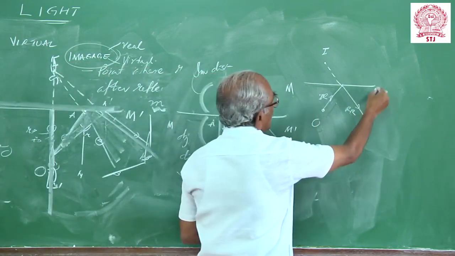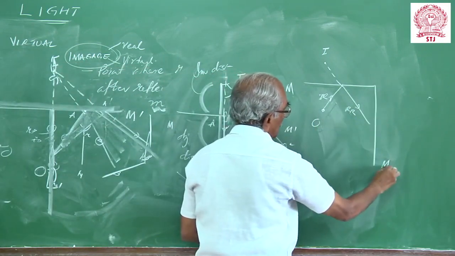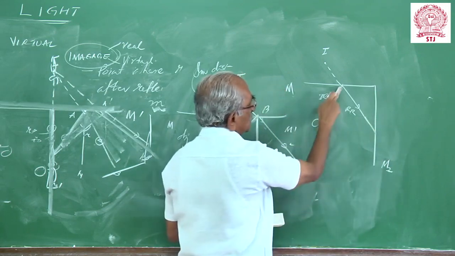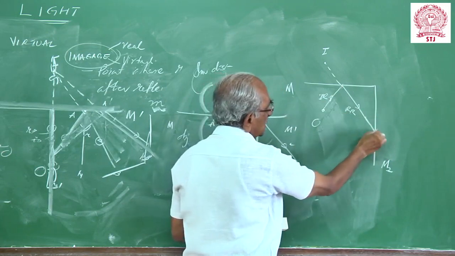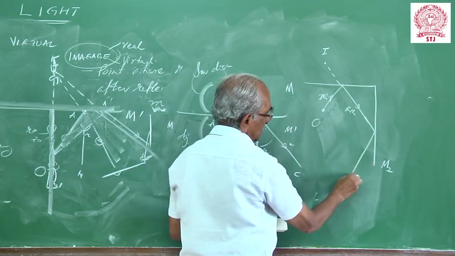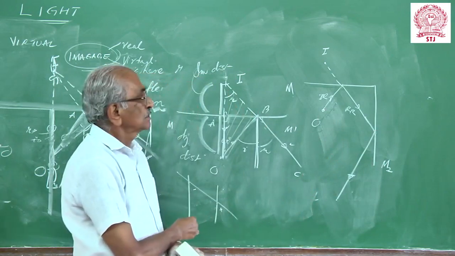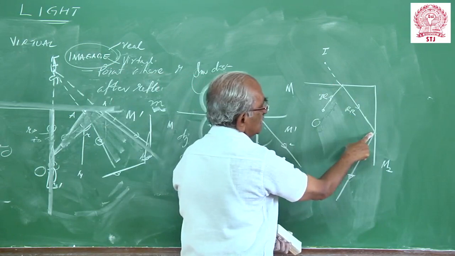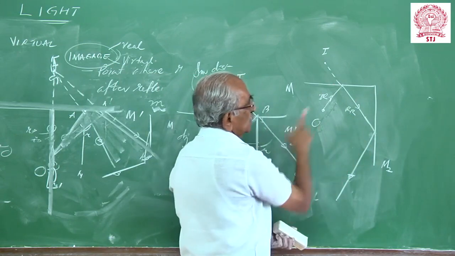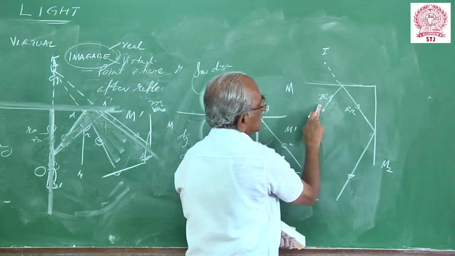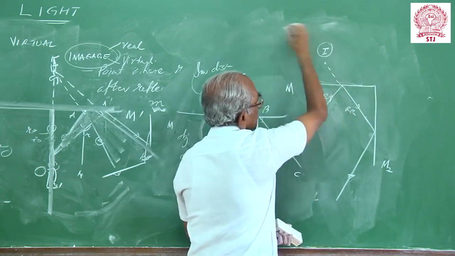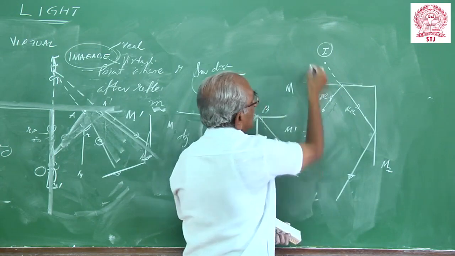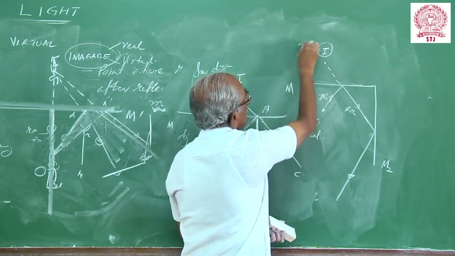So here, therefore, if I take another mirror, M2, observe this carefully, light goes like this, comes like this, falls here on the second mirror, comes like this. Now you have reflection. So two reflections are there. Now for this mirror, carefully observe, incident ray, reflected ray. The object is real. The image is virtual here.